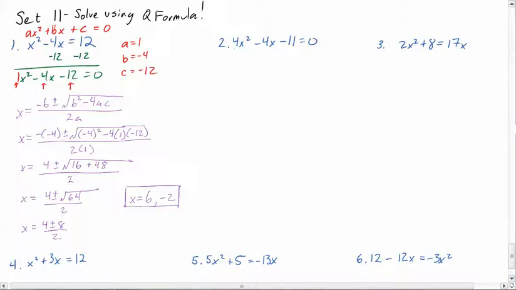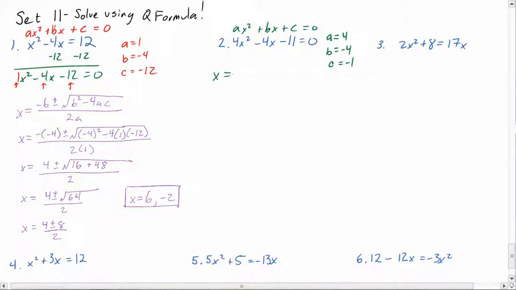So this one is already in standard form: ax squared plus bx plus c equals 0. So let's just go ahead and list our numbers. A in this case is 4. B in this case is negative 4. And then C in this case is negative 11. And so we'll go ahead and put that in.